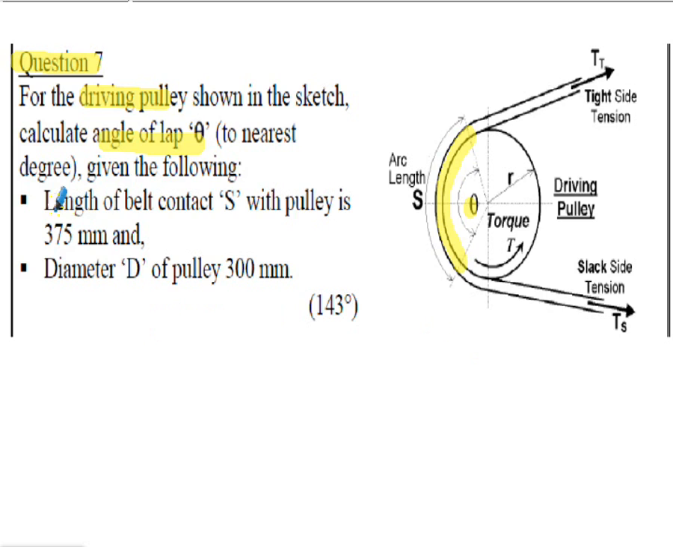So in this particular question, we're given the length of the belt contact S with the pulley is 375 millimeters. And we're given the diameter D of the pulley is 300 millimeters. So we have to find the angle theta and state our final answer in terms of degrees. I would suggest you stop the presentation, think carefully through the question as posed and the information given, and attempt the solution. The full work solution is shown on the following slide.